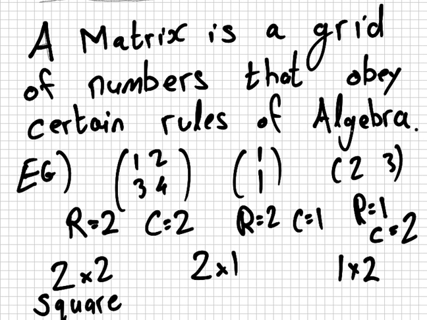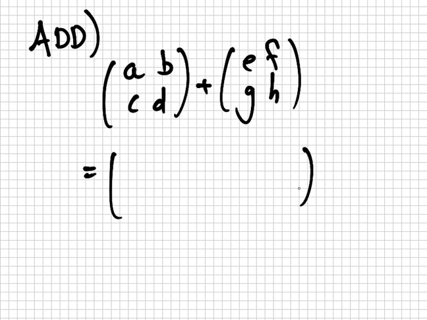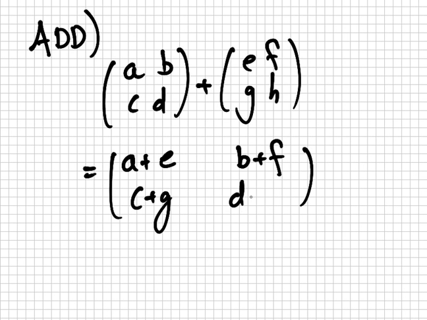Okay, so I said there's certain rules here. So what are those rules? The easy ones first. So if you want to add, for example, this matrix, A, B, C, D, plus, let's say this one, E, F, G, H. Now I said this is an easy one because the rule is what you might guess. You add each part, so A plus E, B plus F, C plus G, D plus H.